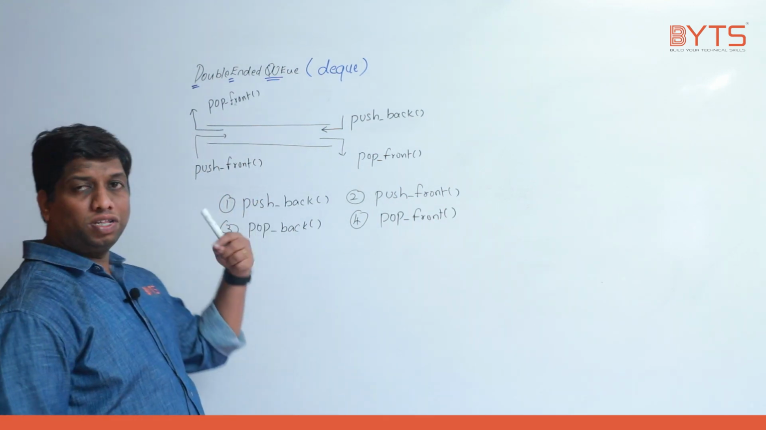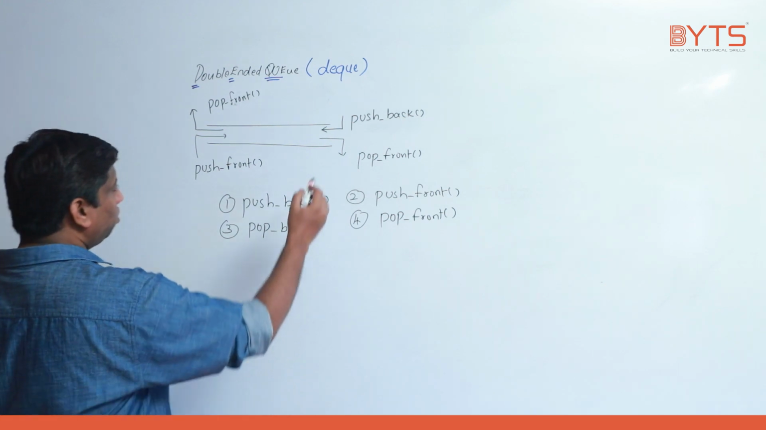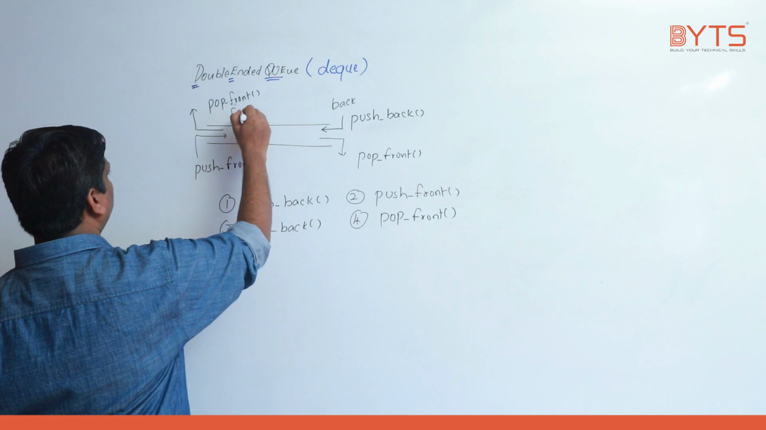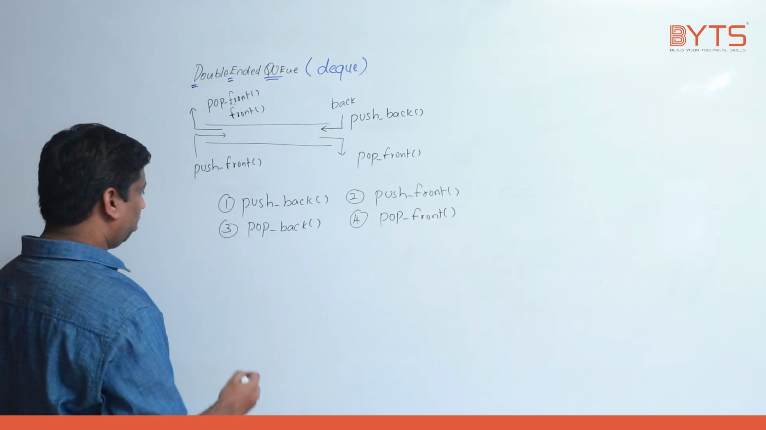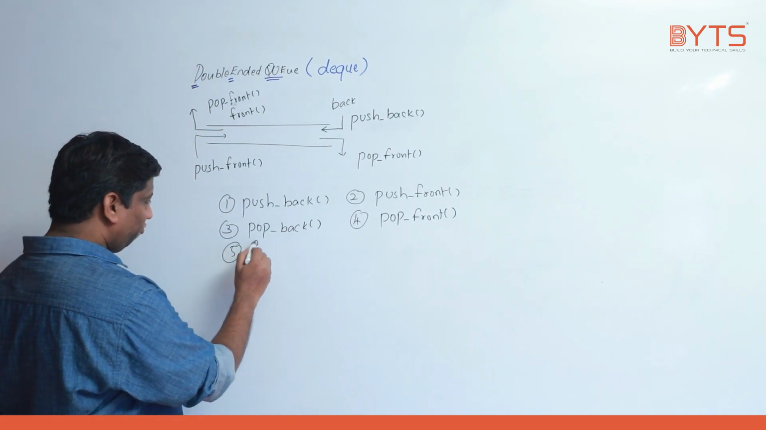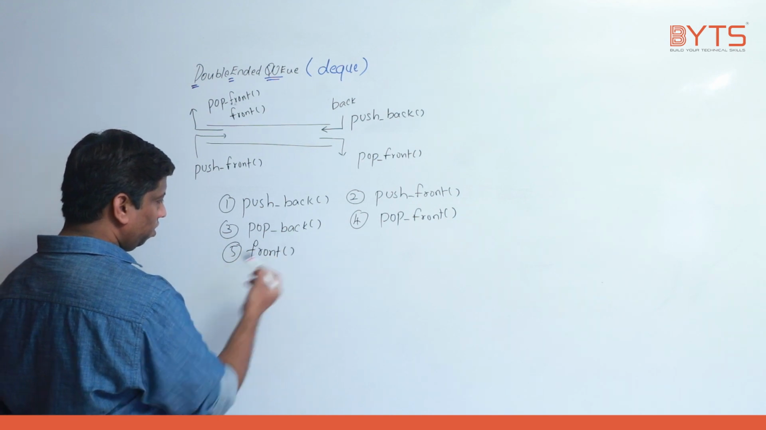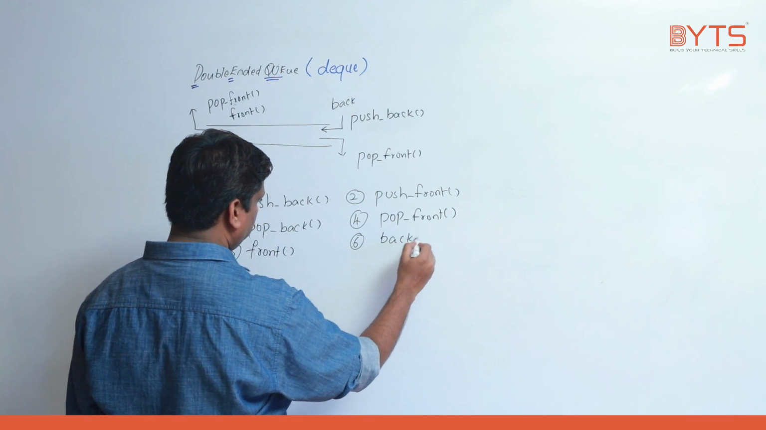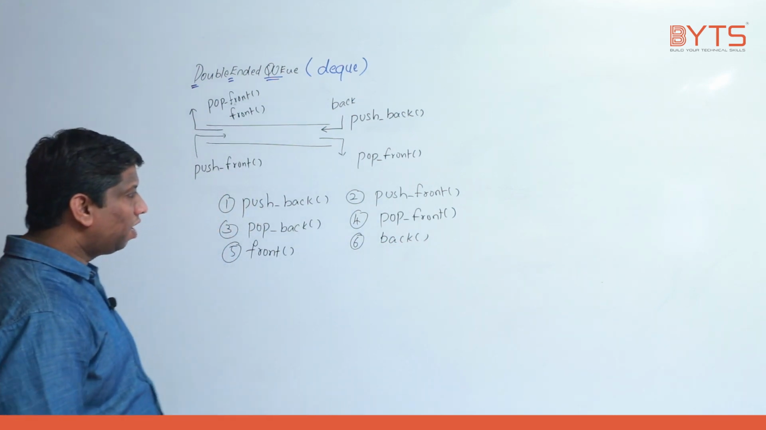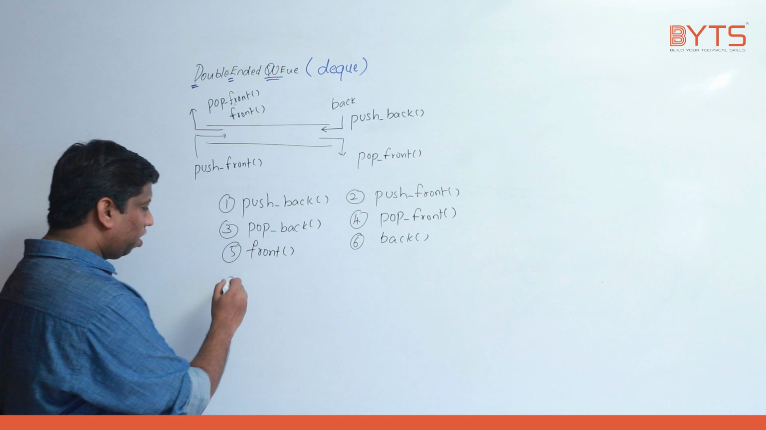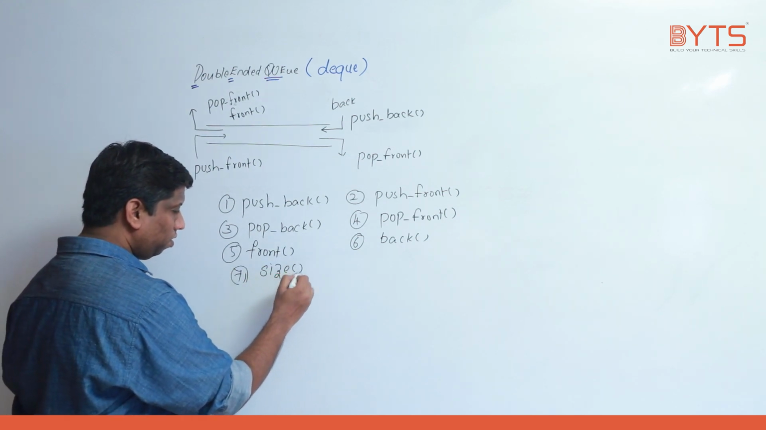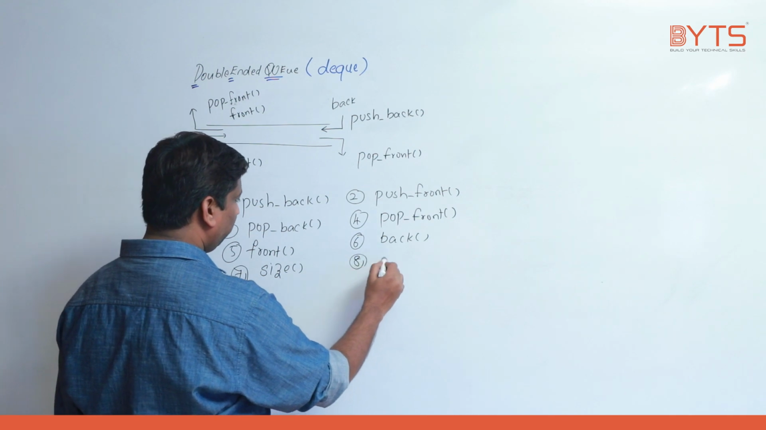Next, as we told in the queue, we have front and back. So here we are pointing to back to get the last element. Here we are pointing to the front, that is giving you the next element. So what we have? Fifth one, front. Next we have what? Back. Fine. So similarly we are having some more functions. Let me tell. Already we discussed one function. What is that one? Size function, empty function.